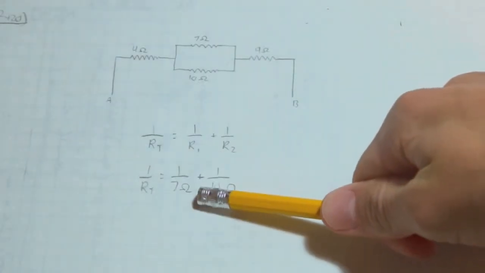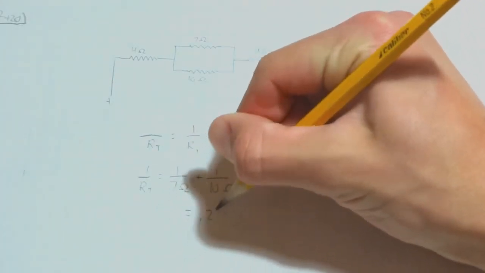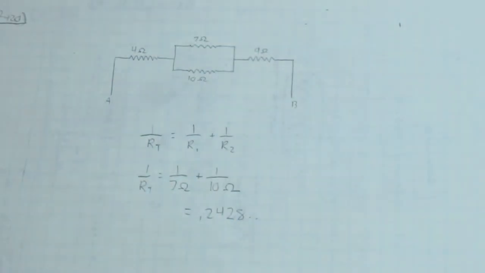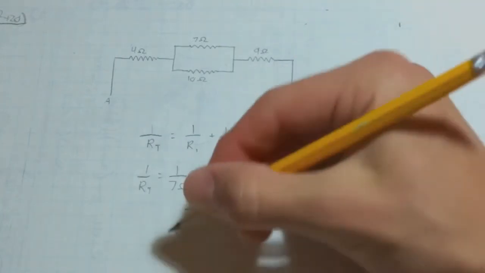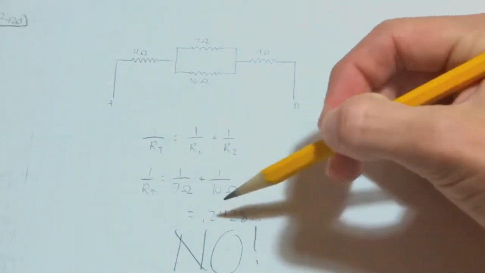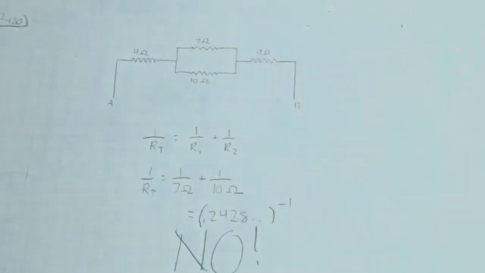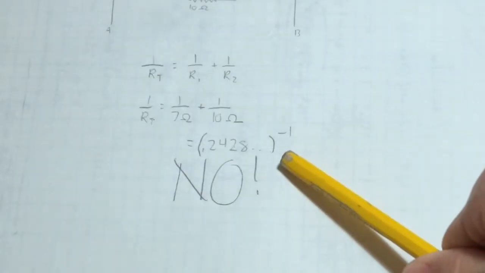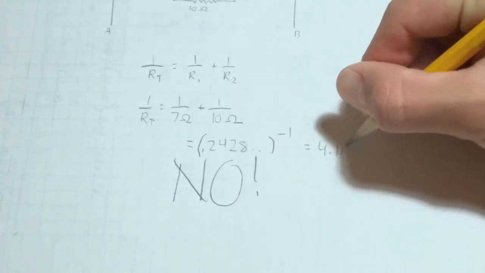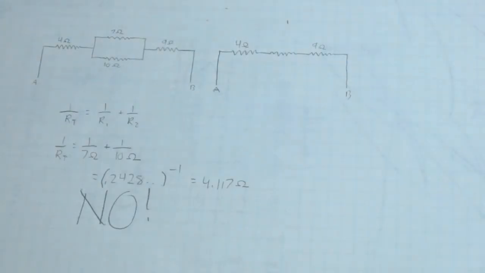So 1 over 7 ohms plus 1 over 10 ohms equals 0.2428, and so on. Are we done? No, because 1 over R total equals that. So we have to set this number to the power of -1. Solving for that right there will get you 4.117 ohms.